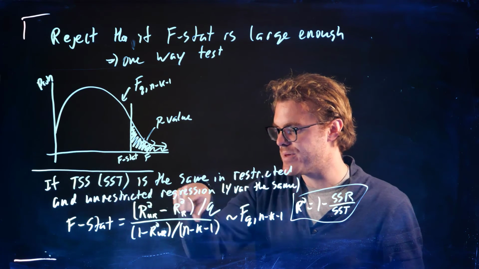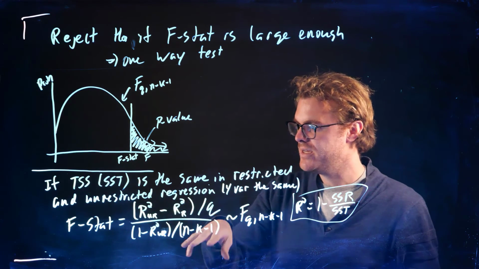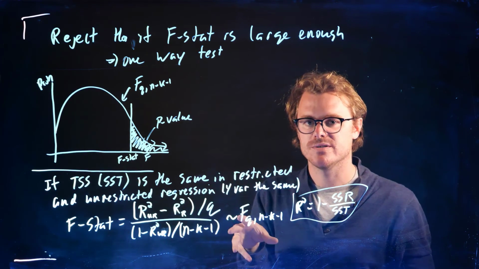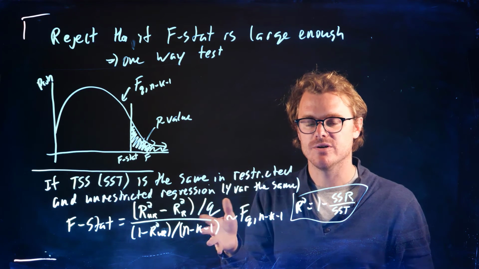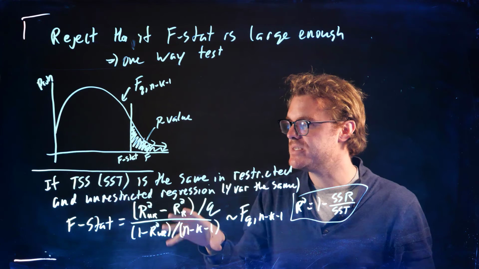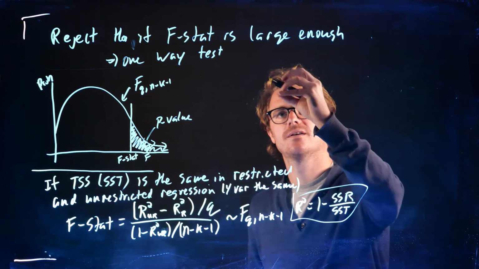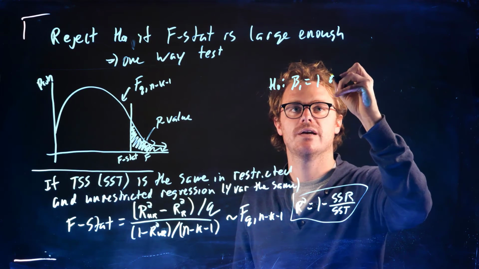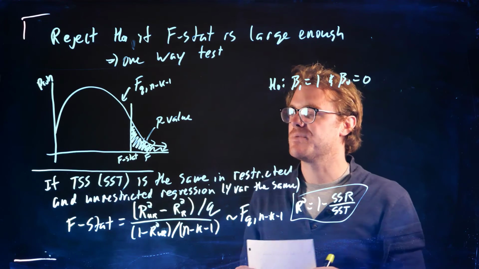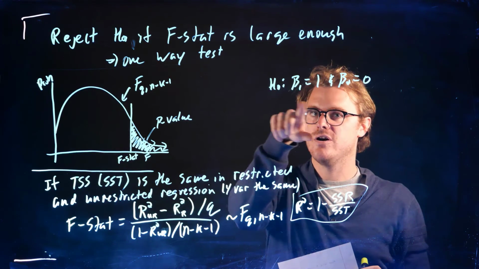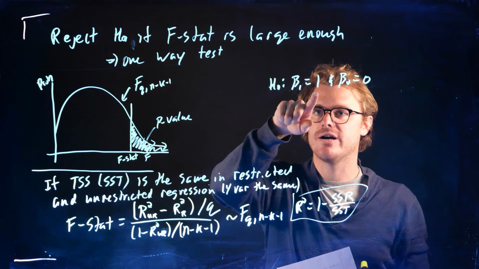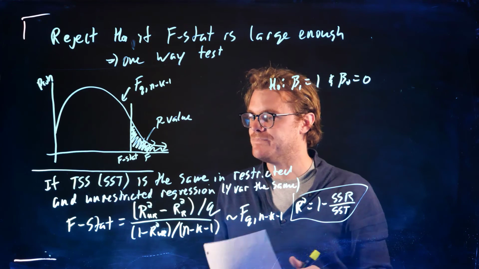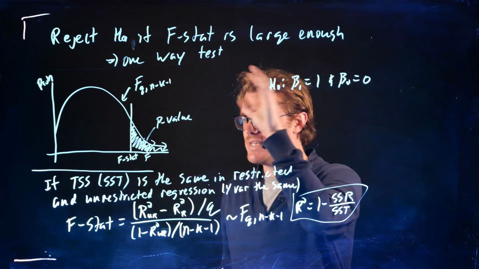So this is how you see this formula sometimes for the F statistic. It's the exact same thing, you'll get the same numbers, but you can only use this formula if your dependent variable is the same in both regressions. And sometimes it's not. If you're testing a hypothesis like beta 1 equals 1 and beta 2 equals 0, then our dependent variable will be different in the regressions because we'll have to move x1 over to the other side to test this.